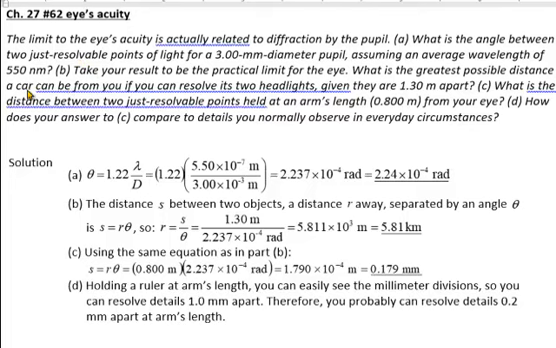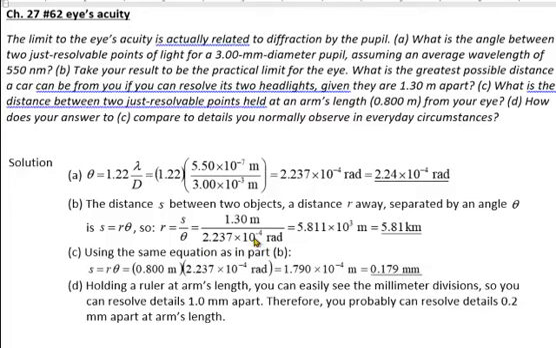All right, next thing here is take your result to be the practical limit of the eye. What is the greatest possible distance a car can be from you if you can resolve its two headlights, given they are 1.3 meters apart? It's about 4 feet between the two headlights. So here they are using this relationship, which relates the radius within a circle and the angle to the arc length, and the arc length would be the distance between the headlights. So right here for the arc length they would put the 1.30 meters in there, and then the angle, we already figured that out.